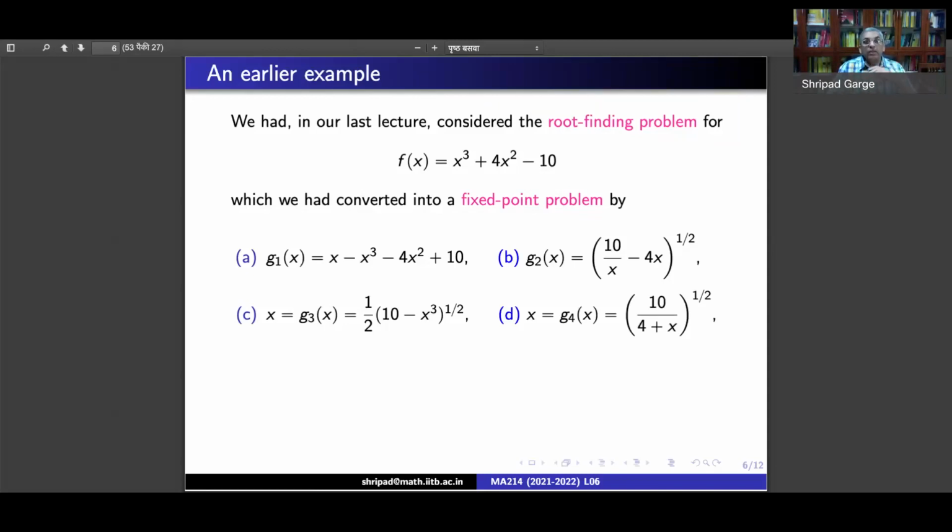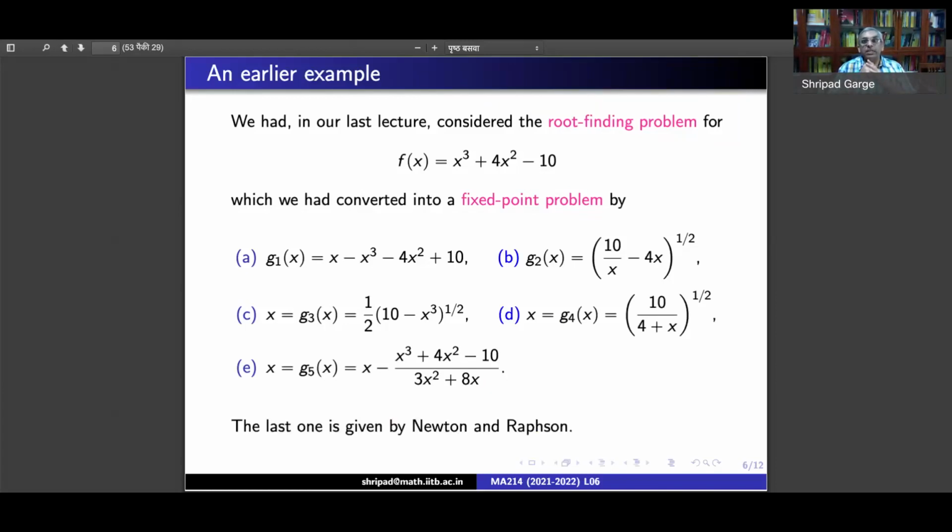And this final example is very close to the function you started with. Your numerator is the function x cube plus 4x square minus 10 and the denominator is the derivative of the function. So this last fixed point problem is the one which is given by the method of Newton and Raphson.